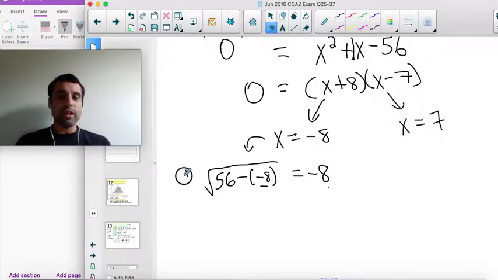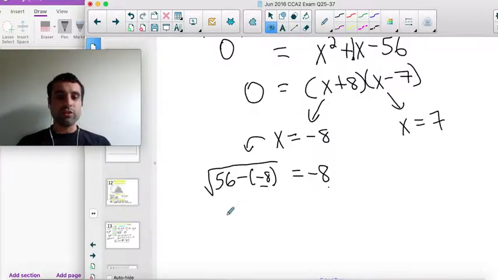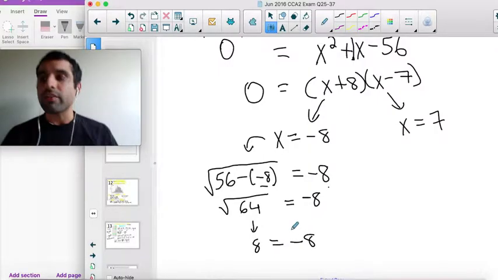Unless you have a plus minus in front of it, a square root cannot be a negative number. The only time is if you have a plus minus, or if you have a negative in front of the square root, then it's negative. But if you just take the square root, the lowest you could get is 0. So already we know this won't work. And if you do 56 minus -8, that's 56 plus 8, which is 64. The square root of 64 is 8, which is not the same as -8.